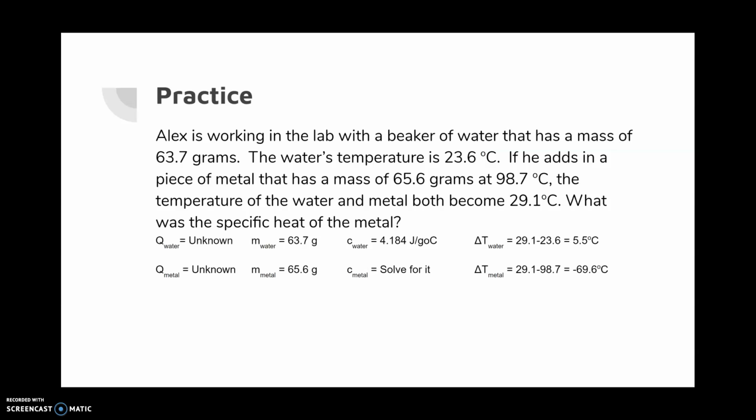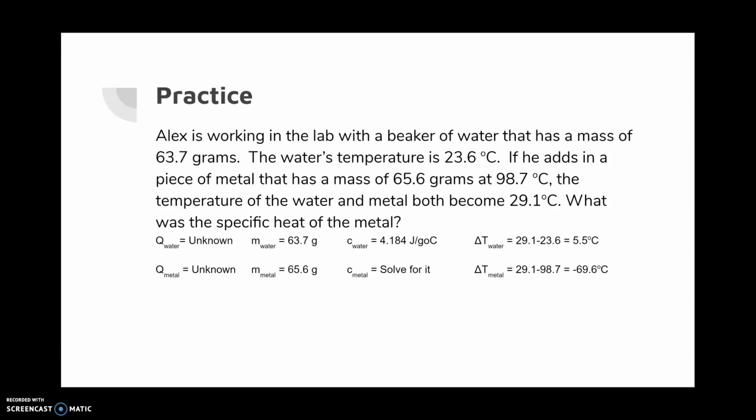If he adds in a piece of metal that has a mass of 65.6 grams, this is my M metal, 65.6 grams, at 98.7 degrees Celsius, this is my starting temperature for the metal. The temperature of the water and the metal both become 29.1. So if you look at the change in temperature for both of the objects, my ending temperature is the same, 29.1. But I can find the difference in either one. So now I have the change in temperature of the water and the change in temperature of the metal.